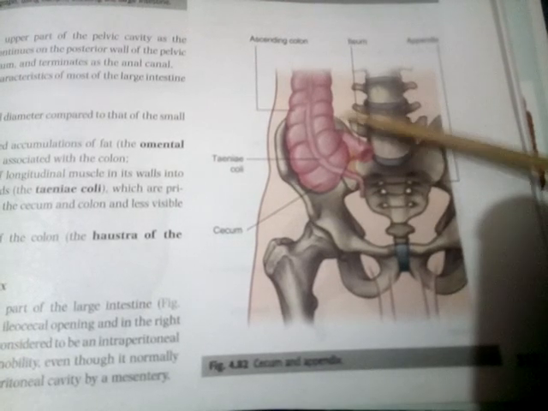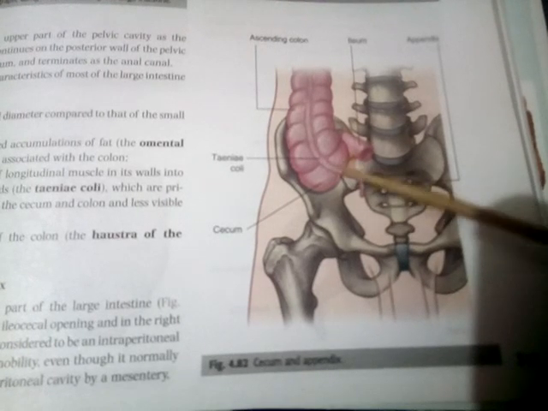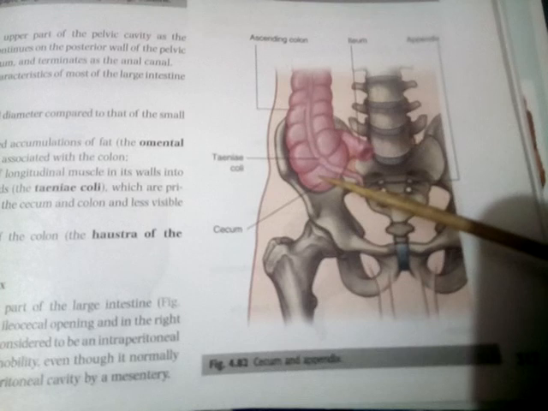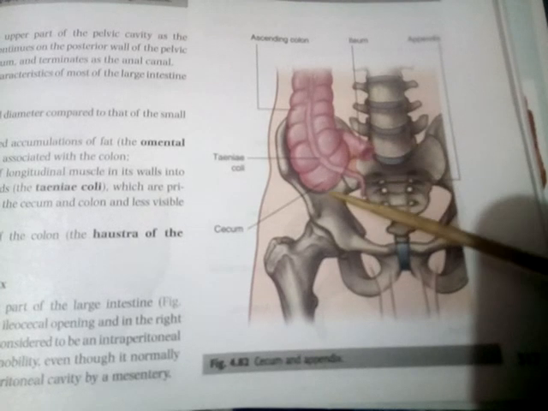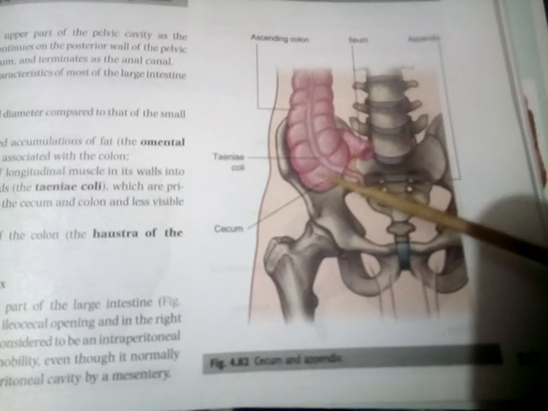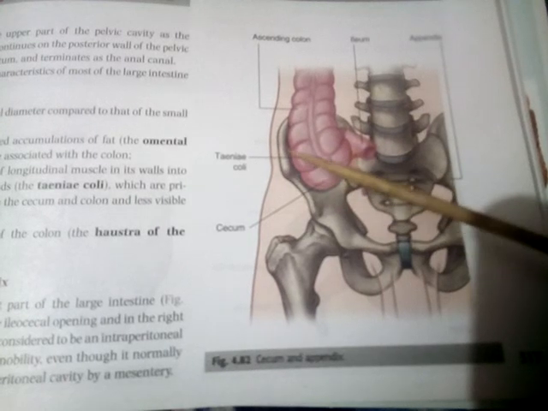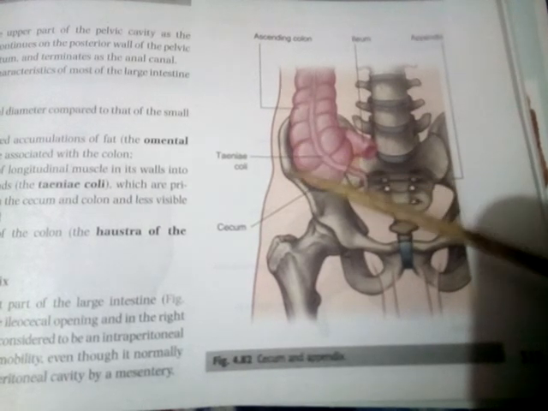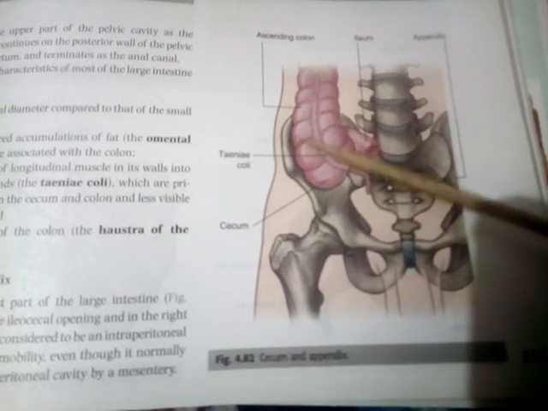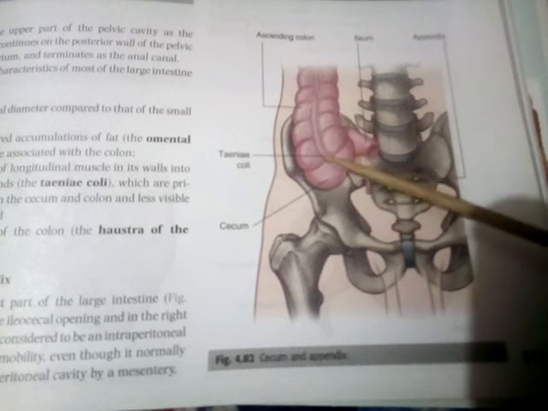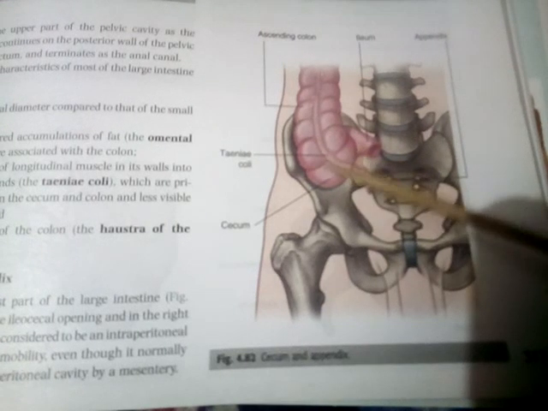In this picture you can see the relation of cecum with skeleton of the body. Clear? This is the hip bone. Clear? And relation of the hip bone with cecum or first part of the large intestine.